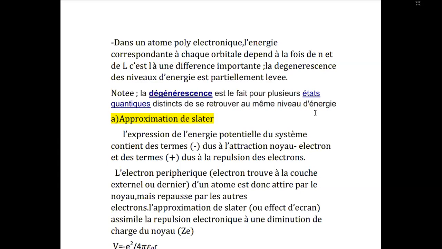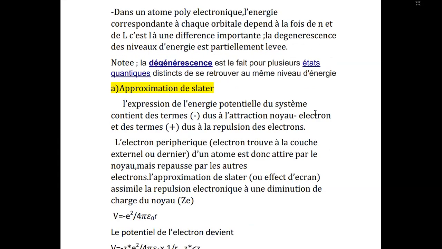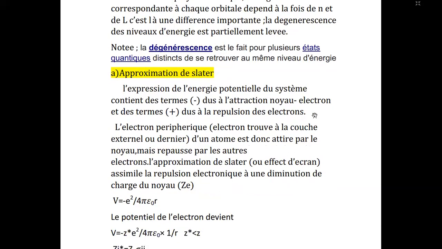So now we're going to do the approximation de Slater. I was just trying to tell you the difference between polyelectronic atoms and hydrogen-like atoms, which have 1 electron, or you can say mono-electronic. The approximation de Slater is something very simple, and we don't even need to spend a lot of time on it.